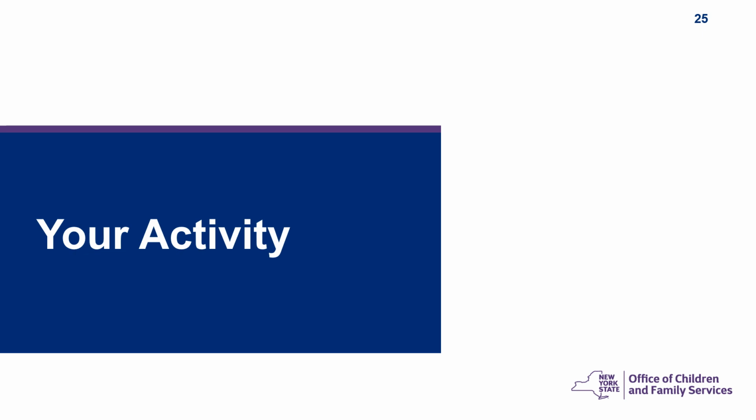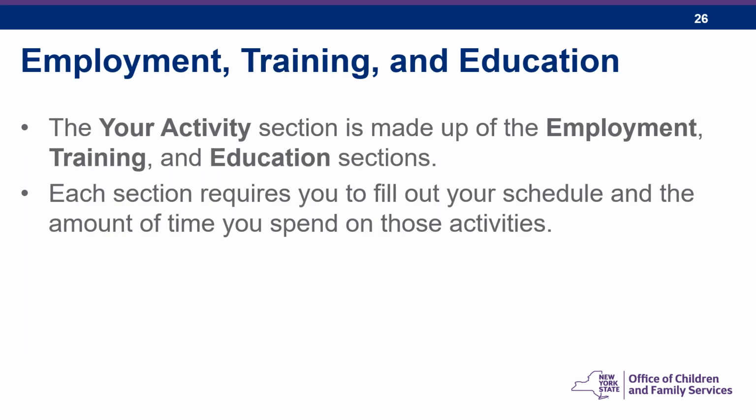Your activity. This section is made up of the employment, training, and education sections. The employment, training, and education sections follow the same format. We will walk through the employment section here. In the application, the training section will come up when you've completed the employment section, and the education section will come up after you've completed the training section.